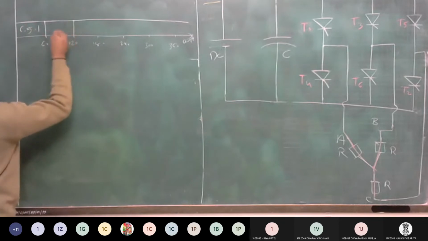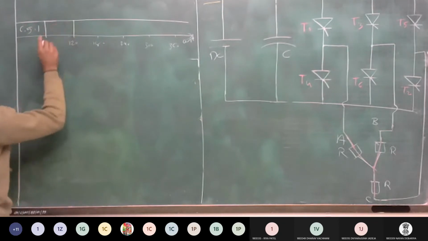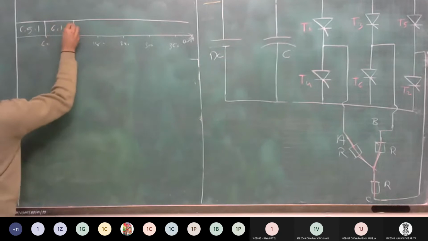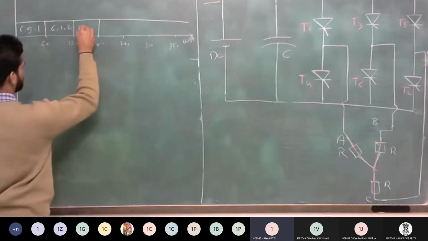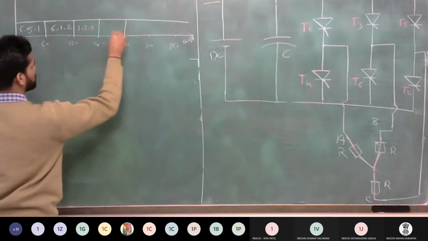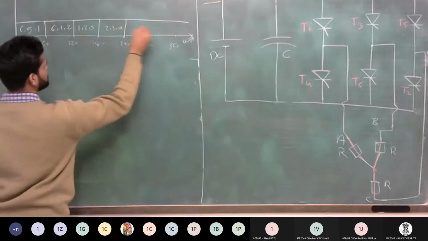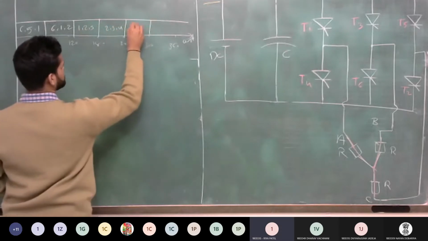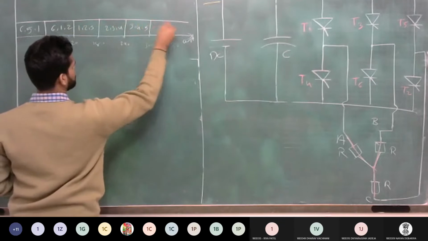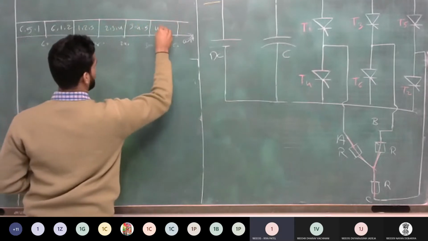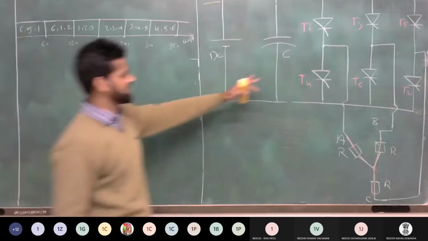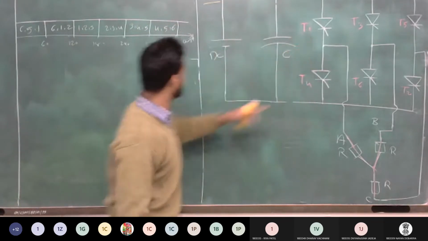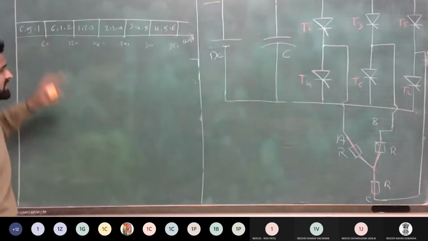Second interval 6, 1, and 2 are on. Third interval 1, 2, 3. Then 2, 3, and 4. Then 3, 4, and 5, and last 4, 5, and 6. Clear? So let's see in this circuit diagram for the first interval when 6, 5, 1 are on.